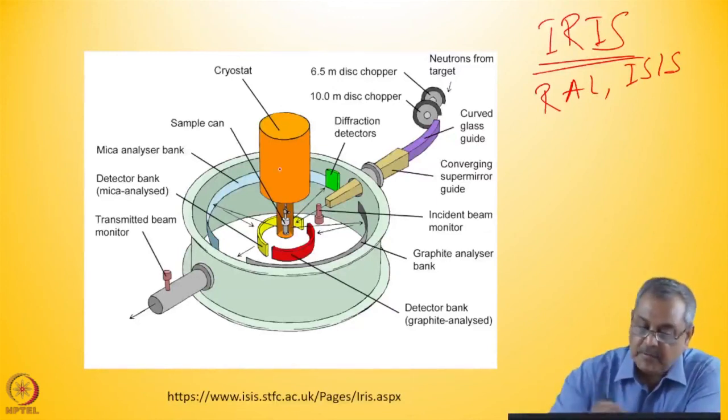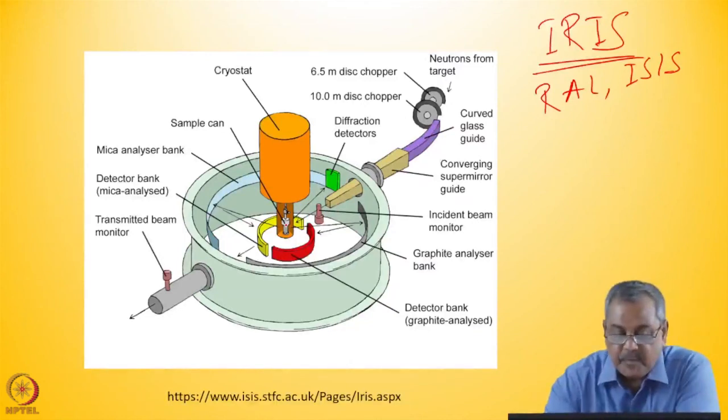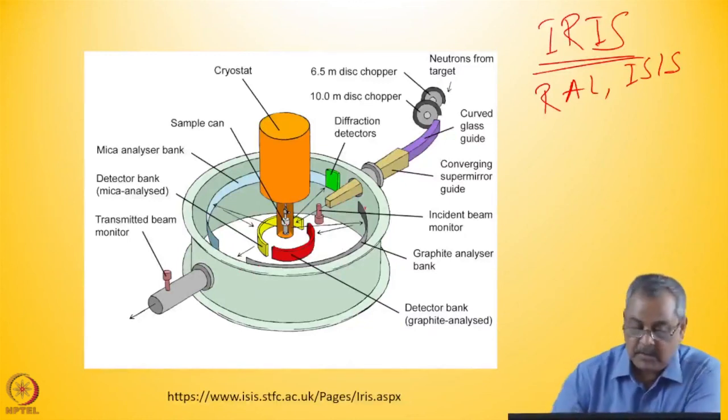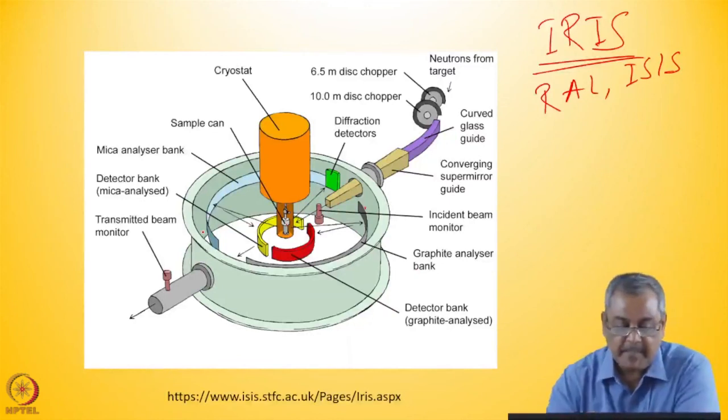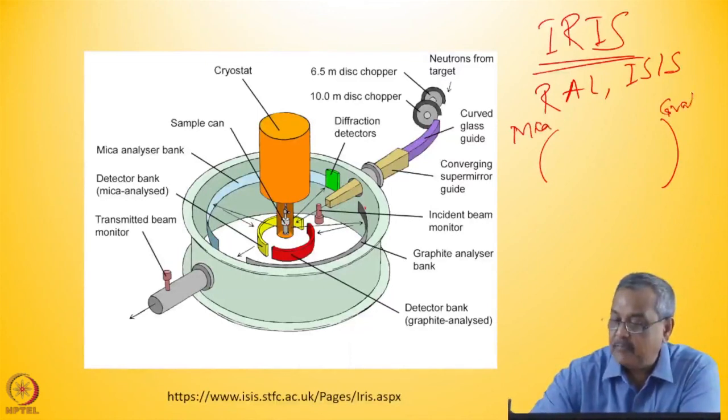Of course, there is a cryostat for the sample. The neutron comes here. Here is the sample. There are two sets of analyzers. One is a graphite analyzer bank, another one is a mica analyzer bank, and then the detector bank. So they give two different energy ranges here.